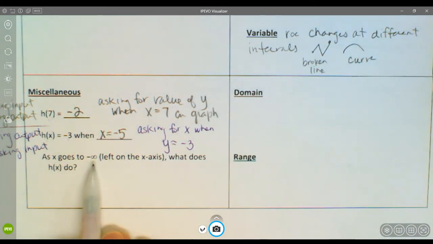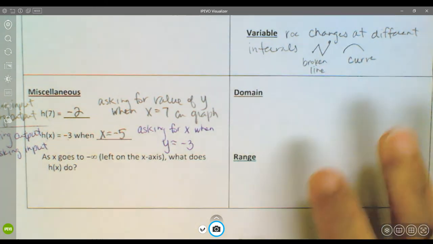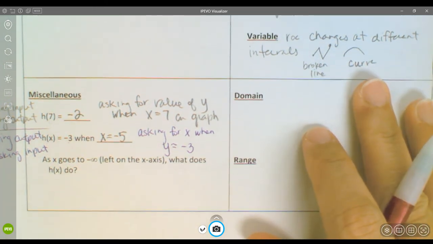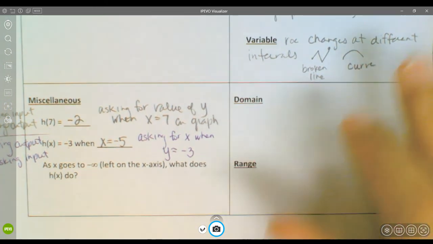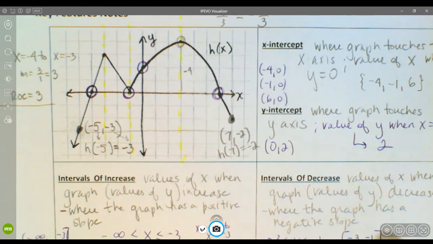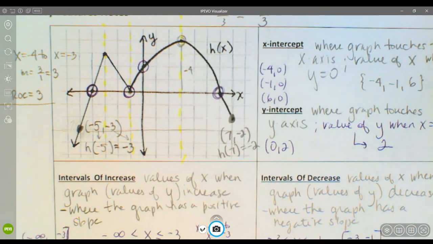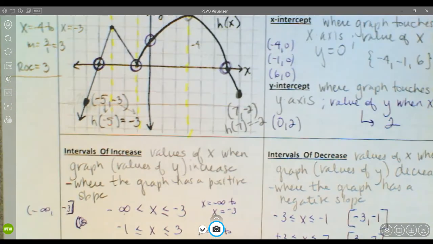And as x goes to -infinity, left on the x-axis, what does h of x do? Okay, so we're talking about end behavior, and y'all are going to love this. The reason it's called end behavior is we're asking what happens at the end of the graph. So let's look at the graph while I read the question again. As x goes to -infinity, what does h of x do?